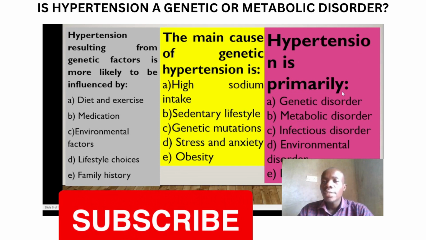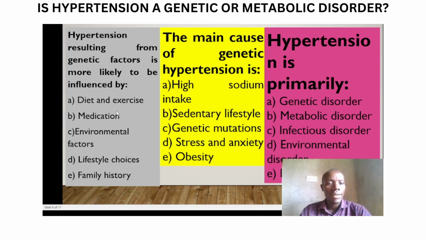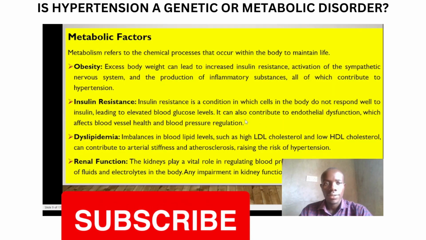So hypertension is primarily a genetic disorder, genetic susceptibility. Okay, genetic susceptibility will be exacerbated by diet, medication, environmental factors, and lifestyle changes.